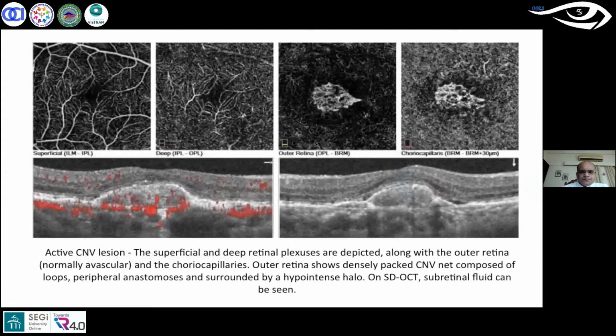So for instance, over here, you see this is a superficial layer. It appears relatively normal. As you start going deeper, you see the outer retina shows a densely packed choroidal neovascular net that's composed of loops, peripheral anastomosis, and surrounded by a hypo-intense halo. So you see this area here is the hypo-intense halo. And on a spectral domain OCT, certain scans show no fluid, but if you look over here, you will see the presence of a subretinal fluid pocket forming, which would be a red flag and would invite treatment over here.